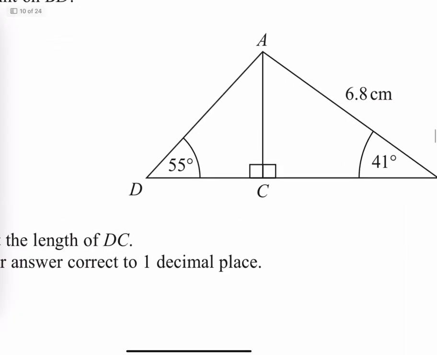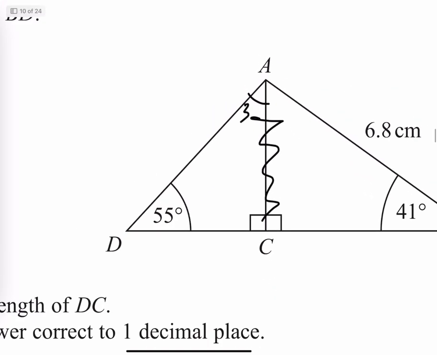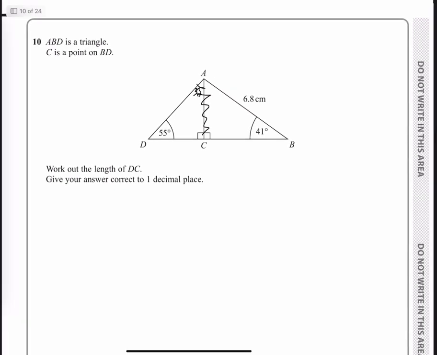So if I work out this length, I know this angle, because it will be 35, because angles add up to 180. I can then use the sine rule, okay? So how do I work out this?